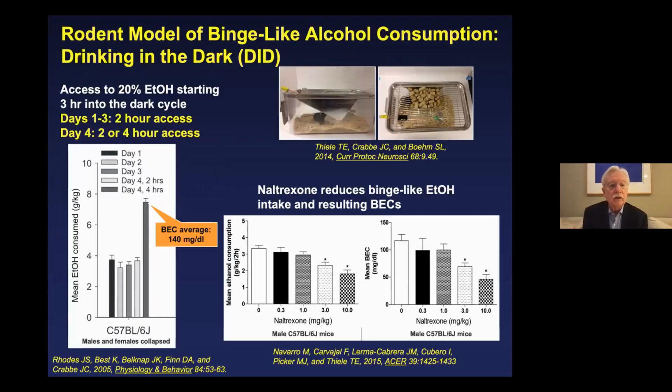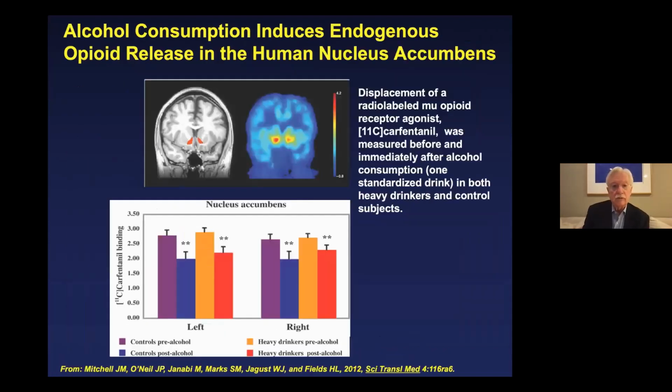And you can see here that animals will drink huge amounts of alcohol, particularly C57 mice in a particular paradigm called drinking in the dark, where they are allowed a limited access of 2 hours access on days 1 to 3, and then 2 or 4 hours access on day 4, the beginning of the dark period when mice are active and normally eating. And you can see that naltrexone dose dependently reverses this binge intake and resulting blood alcohol levels. And I just want to remind you that, again, we can see the same things in human studies.